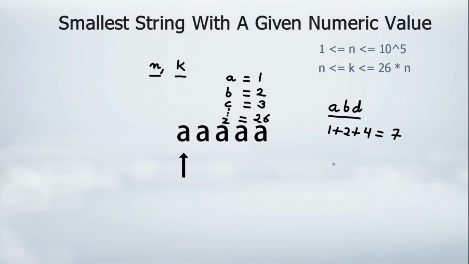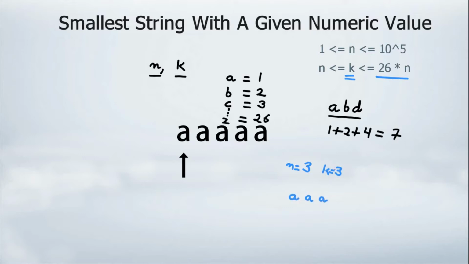Now constraints are given such that it is always possible to form the required string, because k is always greater than or equal to n and it is always less than 26 multiplied by n. Therefore, it is always possible to form the required string. Suppose that I want you to form a string whose length is 3 and whose value is 3. So n is equal to 3 and k is also equal to 3. In that case, such string is AAA.